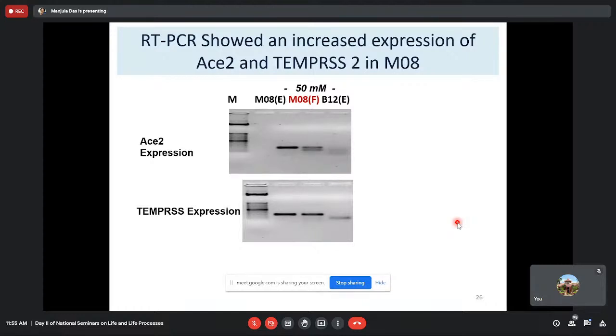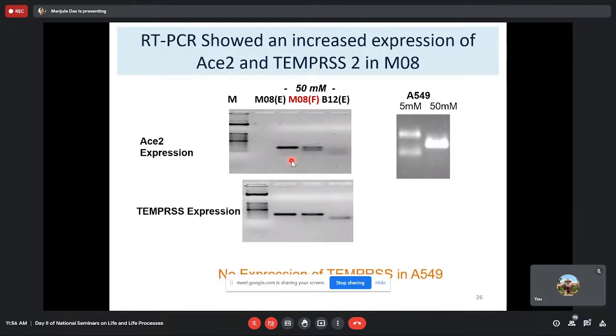When we grew them in 50 millimolar glucose, we saw that ACE2 expression increased in M08 epithelial, even in M08 fibroblast. In M08 and B12, there was a slight increase, but in A549, there was no increase at all.